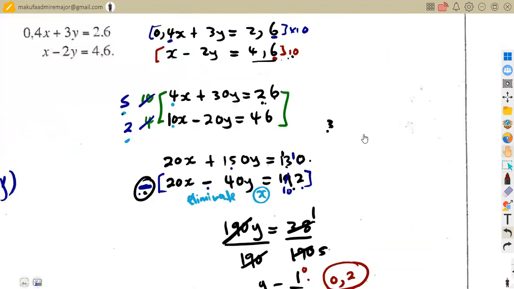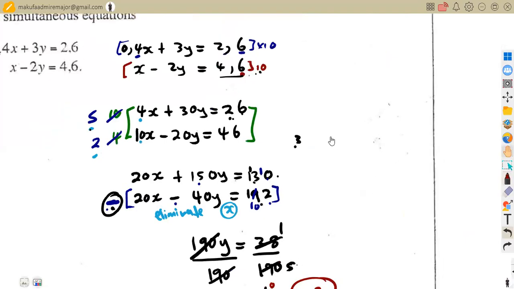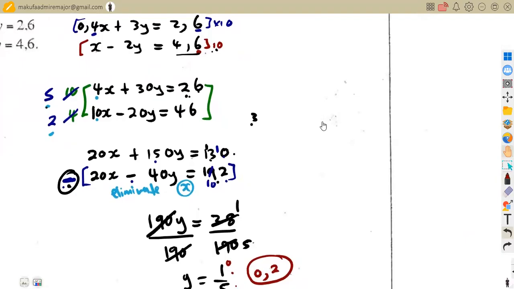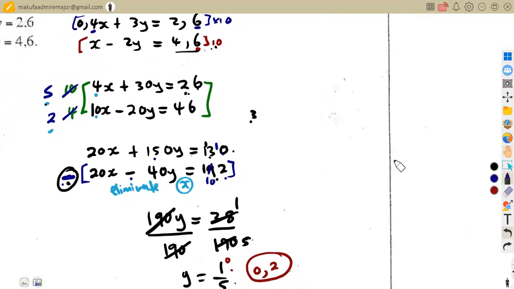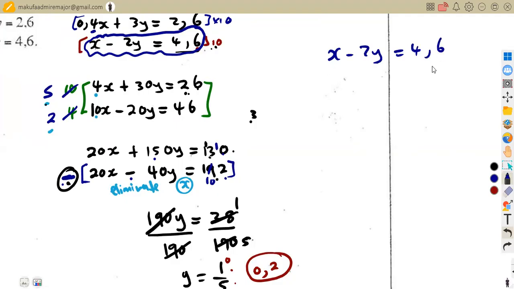To find the value of x now, you can just substitute into any of these equations that you have here. Choose an equation where you are not having a complicated part. In this case, I'm going to choose this one that has got x, since I want to calculate x. x minus 2y is equal to 4,6. I can make x the subject of the formula, meaning x is going to be 4,6 plus 2y, transposing the negative to this side makes it a positive.